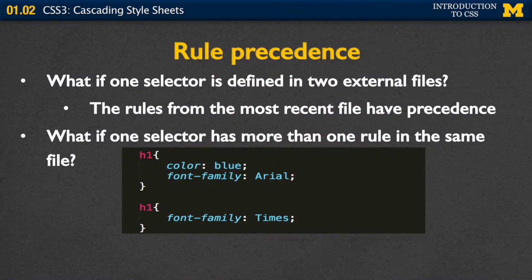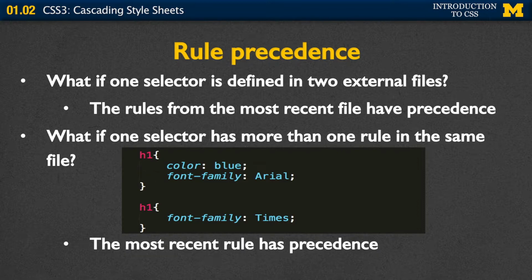So in this case, I have 2 rules for H1. One where I set the color to blue and I said, hey, I want you to use this Arial font family. And then later there might be a whole bunch of stuff in here, it might be nothing, and I say, hey, I want you to use the font family Times. How the browser is going to look at this is it's going to go down, and say, I'm going to make all the font blue, and I'm going to go ahead and make the font family Times. It's just always going to use the last one it saw. So again, the most recent rule has precedence, whether it was inside your code or it came from different files.